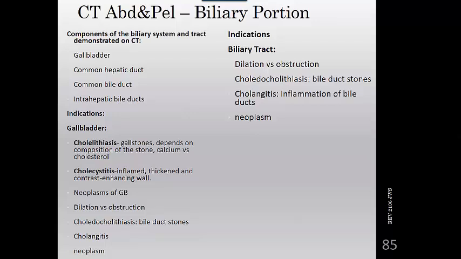Well, that shows up on the biliary tract, the ducts. Choledocholithiasis, those are bile duct stones. Cholangitis, and neoplasms are other reasons for gallbladder. The indication for the biliary tract is, again, dilation versus obstruction, choledocholithiasis, which are bile duct stones, cholangitis, which is inflammation of the bile ducts, and then neoplasms within those biliary tracts.